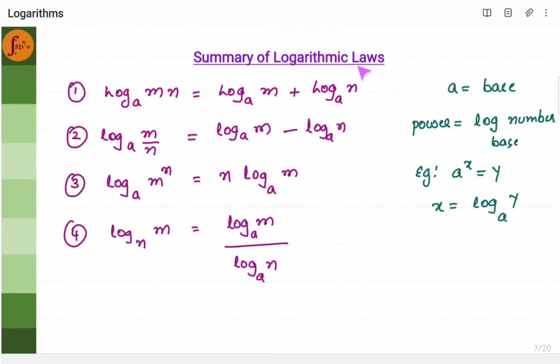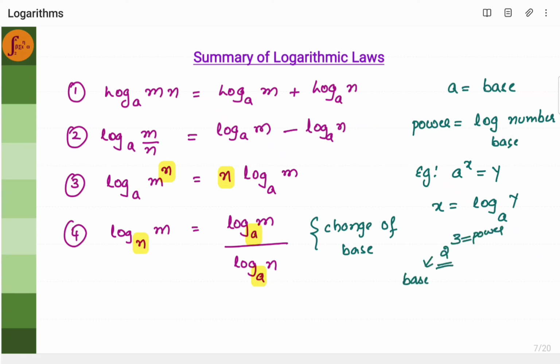So let's summarize the logarithmic laws. Log of m into n is equal to log of m plus log of n. Log m by n is equal to log m minus log n. So when there is multiplication, you need to add. When there is division, you need to subtract. And the third law is log of m to the power n is n log m. You'll have to multiply this power with the log value. And the fourth law is change of base. Log m to the base n can be written as log m by log n, to the base a. So notice the change in bases here.